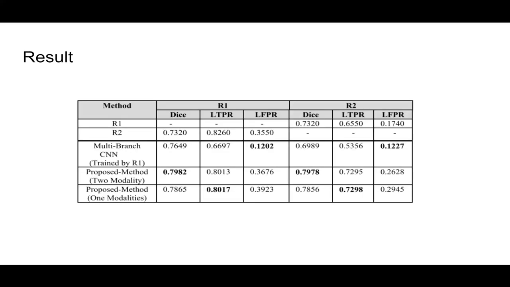And here is the result. As I said, we have 2 raters, and I told you that they don't necessarily agree with each other. As you see, we compare our method with one of the related works that I previously mentioned, the multi-branch CNN, which was trained only on the ground truths provided by R1. And as you see, our model improves in most of the metrics. That's it.